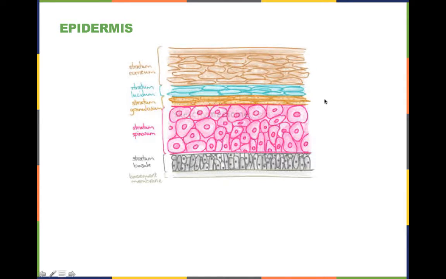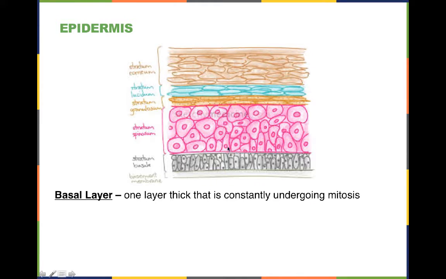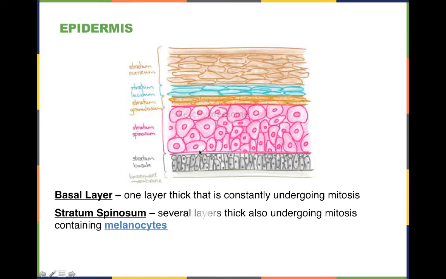Now the epidermis is actually 5 layers thick, and we'll go through those 5 layers very briefly. The basal layer, which is right next to the basement membrane, is the first layer of skin, or the deepest layer of skin, and this layer undergoes active mitosis to help replace the skin as it sloughs off at the top. The stratum spinosum is the next layer of skin.